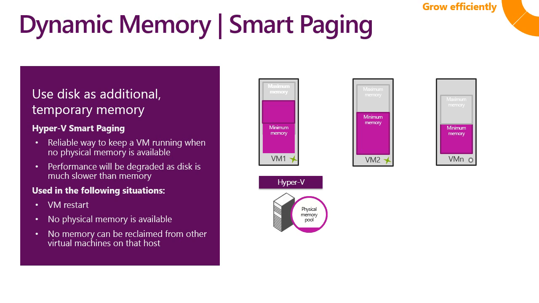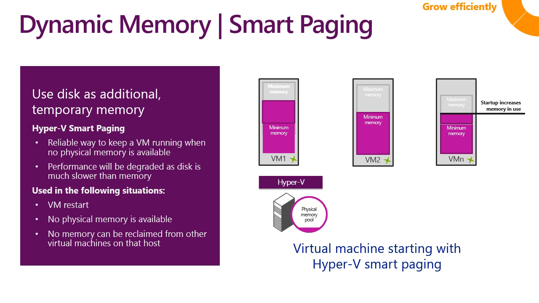So it's only used in very specific situations. The virtual machine restarts if no physical memory is available, and no memory can be reclaimed from other virtual machines on that host. So it really has to meet those requirements in order to be used. It's not just something that you can kick in and use whenever you feel like it. When it does start up with smart paging, it will take advantage of that physical space as emulated memory.